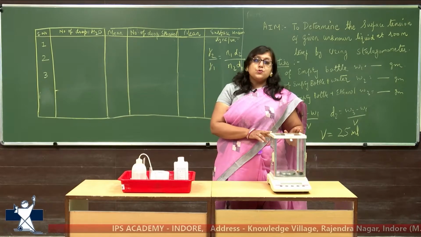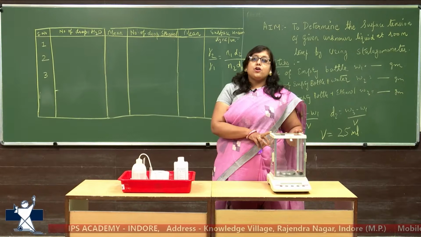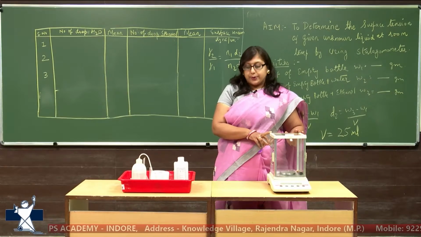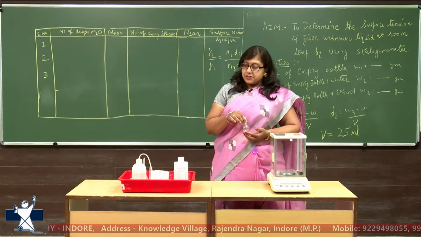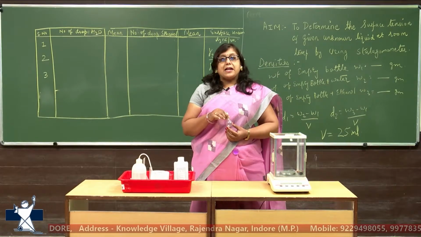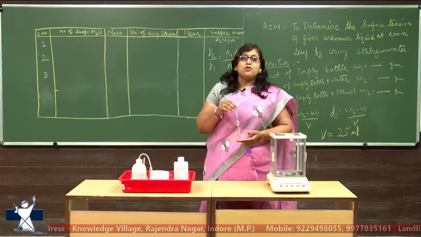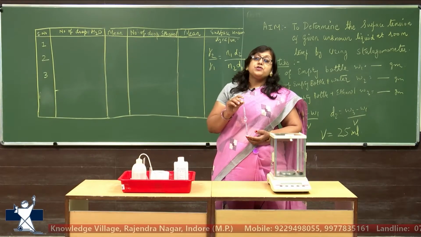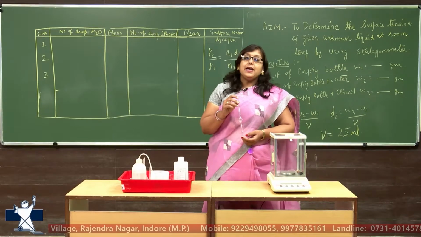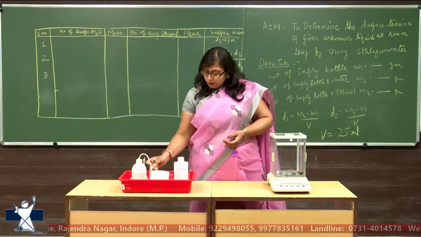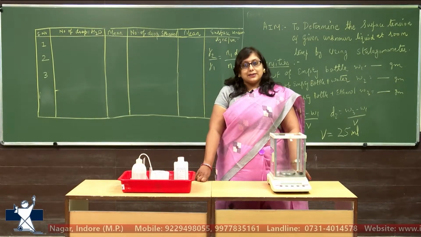This is the electronic balance, on which we are going to measure the weight of the density bottle and the liquid. This is known as the density bottle or pycnometer, with which we are going to calculate the densities, and this is the stalagmometer, which we are going to use to count the number of drops, which is based on capillary action. The liquids we are going to take here are ethanol and water.